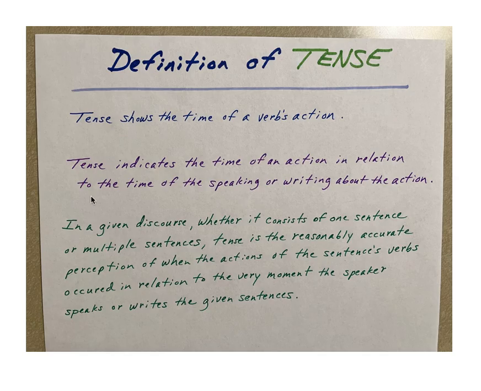So my more current contemporary definition would be a little more complicated. I would say in a given discourse, whether it consists of one sentence or multiple sentences, tense is the reasonably accurate perception of when the actions of the sentence's verbs occurred in relation to the very moment the speaker speaks or writes the given sentences. So that's a pretty thorough definition. And that's the one we'll keep in mind as we move on.